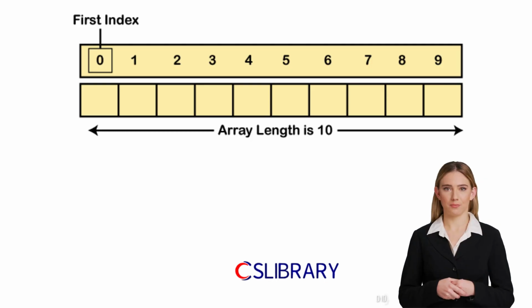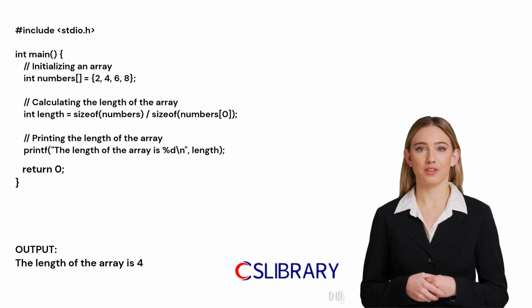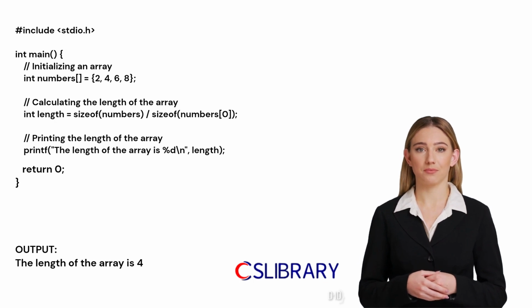Besides accessing and modifying individual elements, we can also perform operations on the entire array. For example, we can calculate the length of an array, which tells us how many elements it contains. Most programming languages provide a built-in method or property to retrieve the length of an array. In this code snippet, we are using the length property to determine the number of elements in the numbers array, which is 4. The length of an array is dynamic and can change as we add or remove elements.